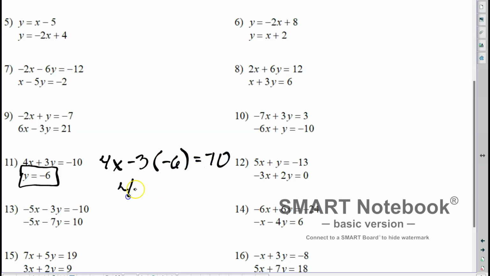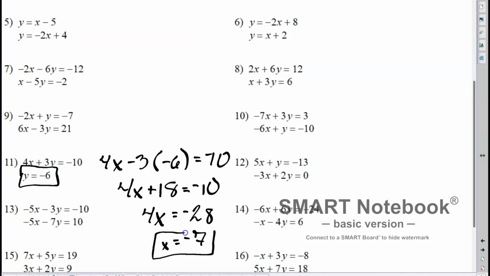I've got 4x. You guys are getting way better at catching this situation. You definitely don't need a calculator to do that for you. You're getting awesome at some of that mental math. So 4x, subtract 18, we've got 28, and x equals -7. So then our solution set is what? (-7, -6). This is my x, that's my y.